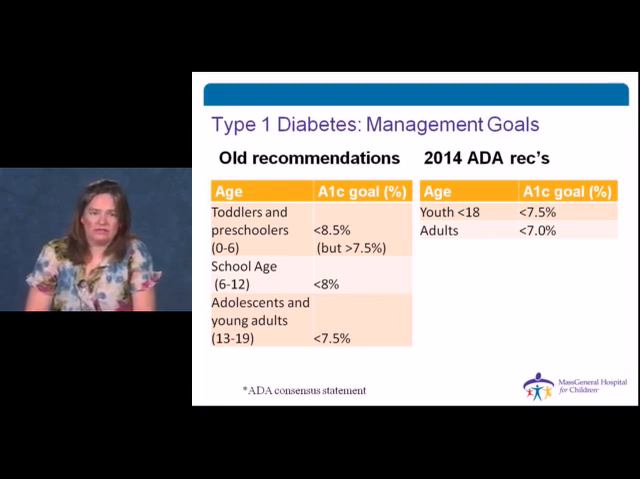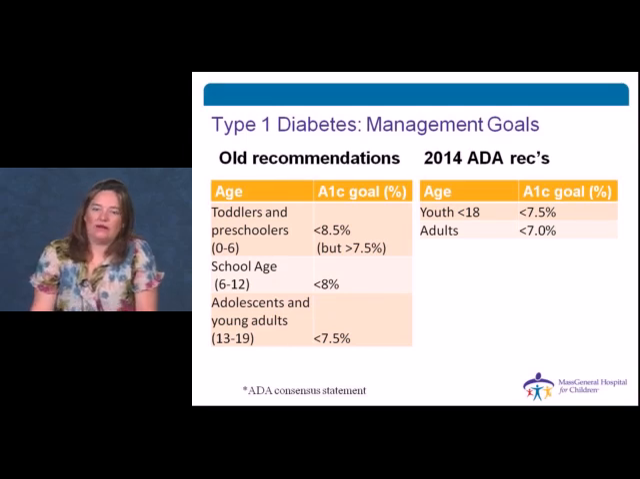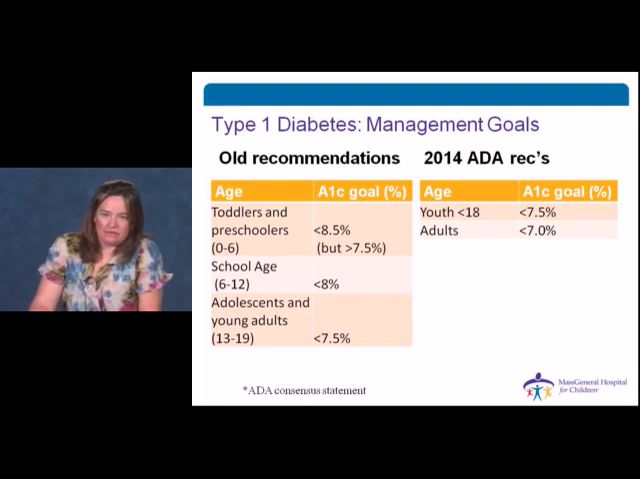So the older recommendations that had been recommended up until this year were that younger children, 0 to 6, would have an A1C of less than 8.5, but greater than 7.5 because of the real concern about hypoglycemia that we used to have. School age was less than 8, and adolescents and young adults was less than 7.5. This is all gone now, and the newer recommendations are that all pediatric patients have a goal A1C of less than 7.5%, very close to the adults, where it's less than 7%, and it's always been there.